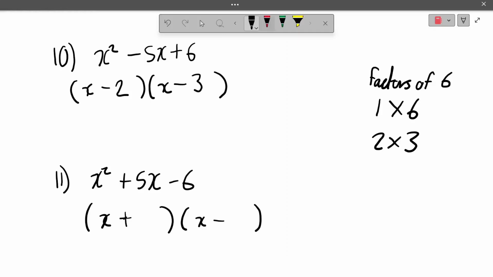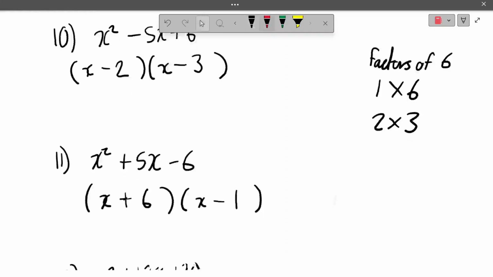And then I need to get to plus 5. So 1 minus 6 is not plus 5, it is minus 5. But 6 minus 1 is our positive 5. So plus 6 minus 1. And again, just be a little bit careful because sometimes the numbers might seem simple, but I've seen many people make mistakes on this one here.